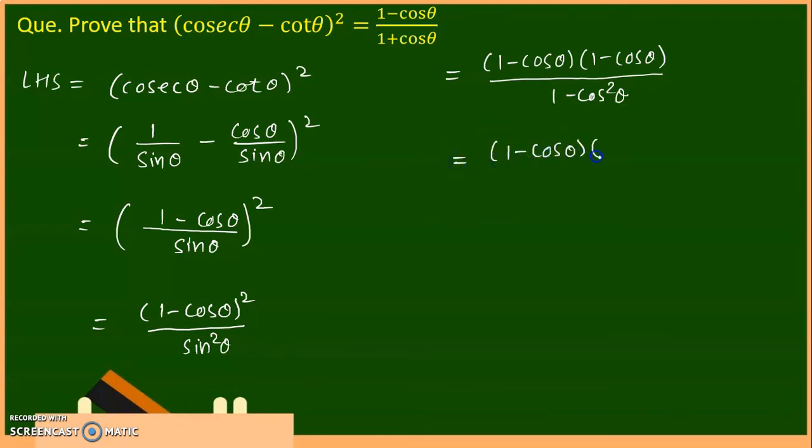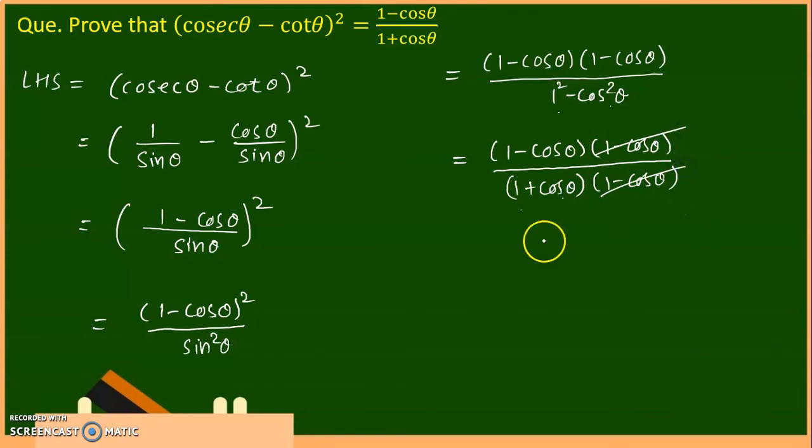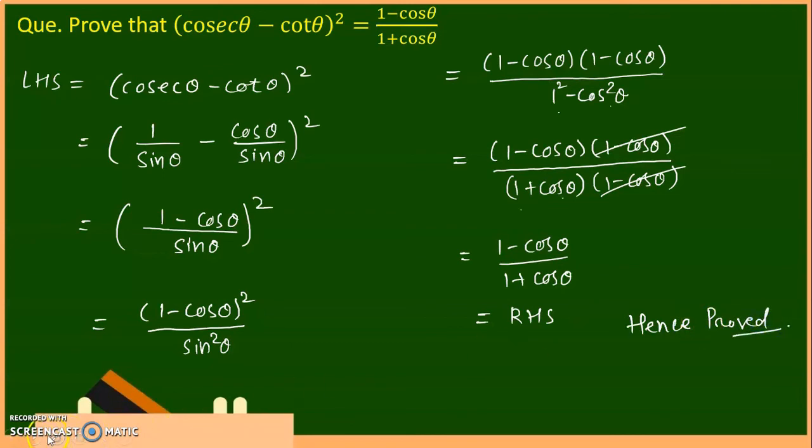And now here this 1 minus cos square theta, you can use the formula a square minus b square, that will be equal to (a plus b)(a minus b). So 1 minus cos square theta becomes (1 plus cos theta) into (1 minus cos theta), right? So a square minus b square becomes (a plus b)(a minus b). So here 1 minus cos theta and 1 minus cos theta cancel out. So here we get (1 minus cos theta) divided by (1 plus cos theta). This is what we have on the right hand side. So here we have proved left hand side is equal to right hand side.